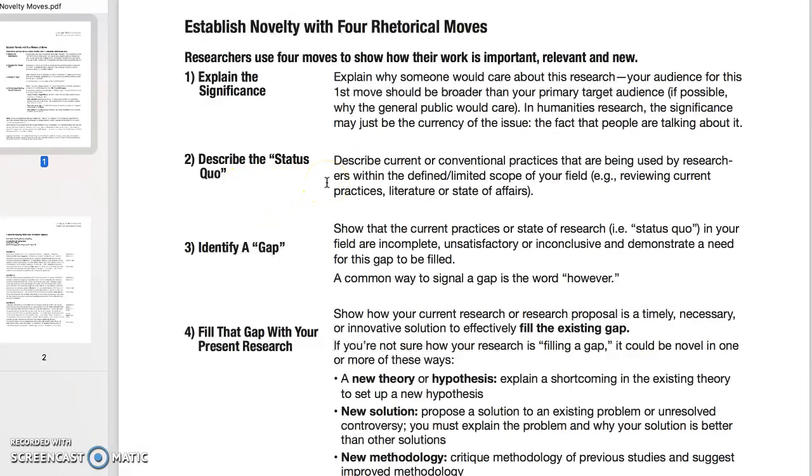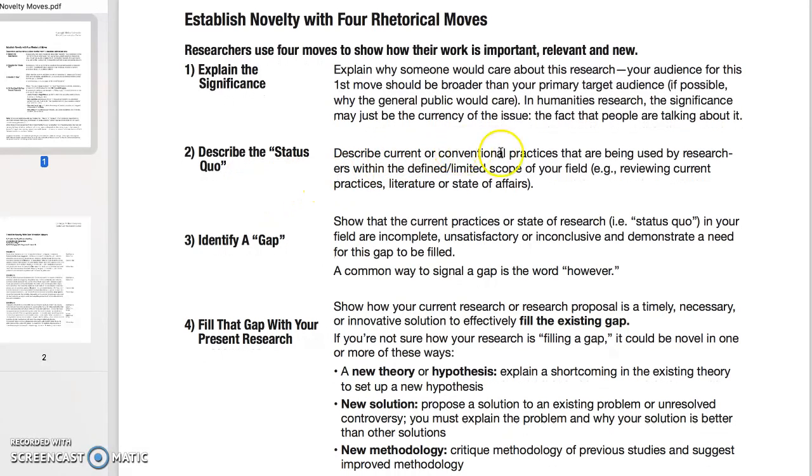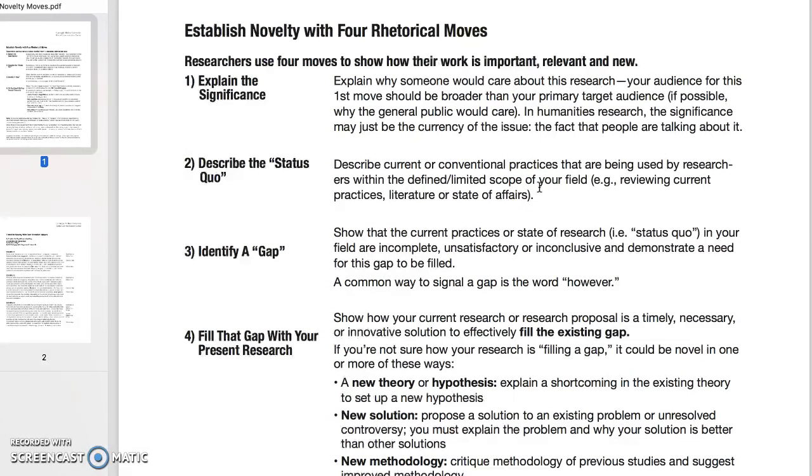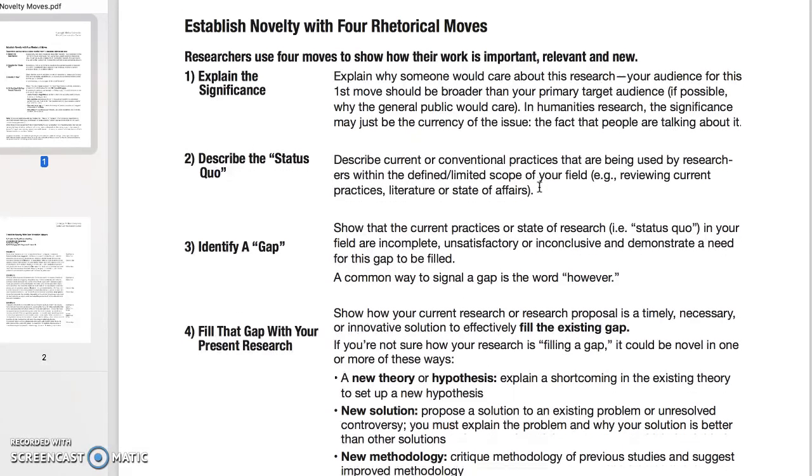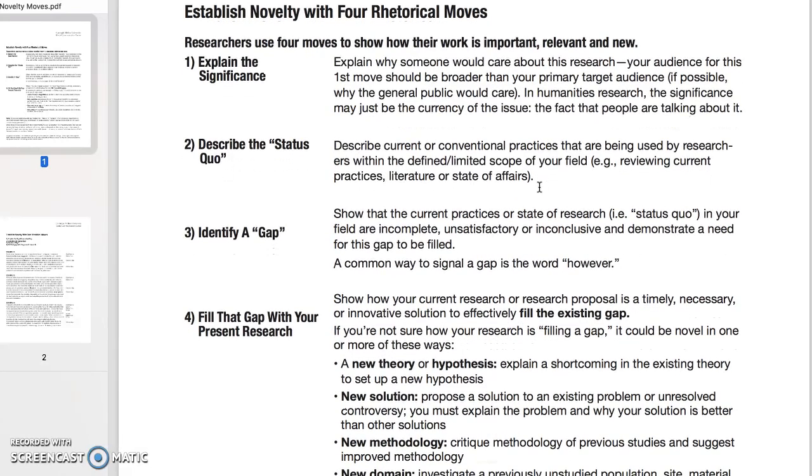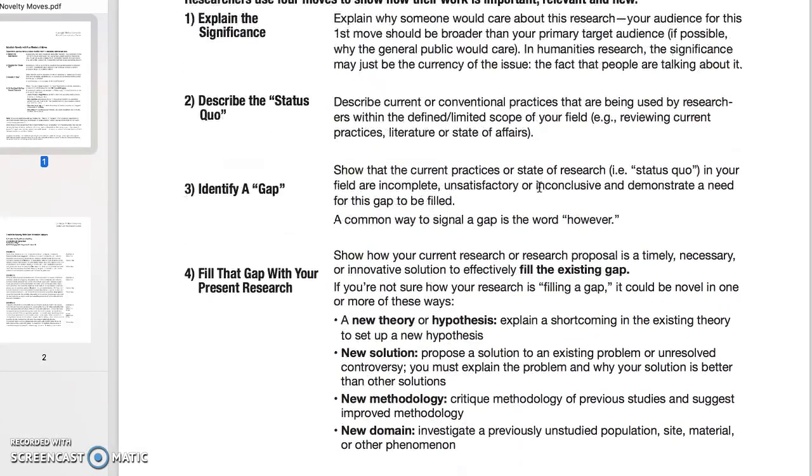And so what this means is describing the current or conventional practices that are being used by researchers within the defined or limited scope of your field. So this would mean reviewing current practices, literature, or state of affairs. So citing some previous research and noting what has been established in this field, what is currently being said about the issue that you're going to be looking at.